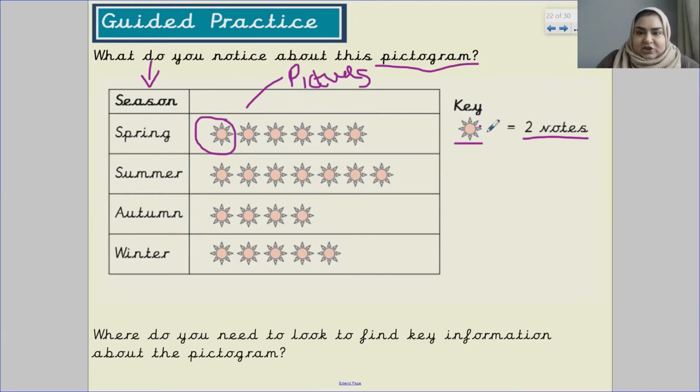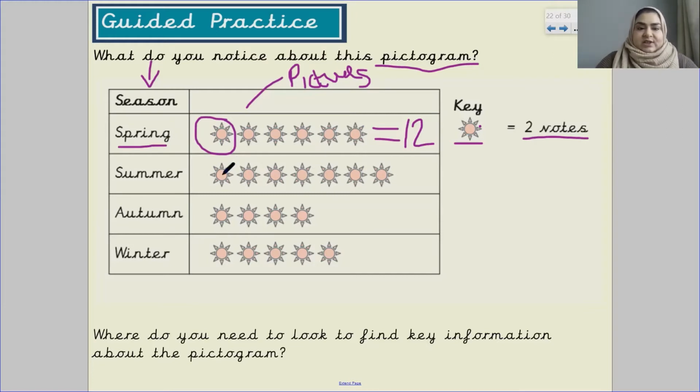And each picture of the sun represents 2 votes. So for example, here, if 1 sun represents 2 votes, that means I need to count in 2s. So 2, 4, 6, 8, 10, 12. So this means there are 12 votes for spring. So 12 people prefer spring.